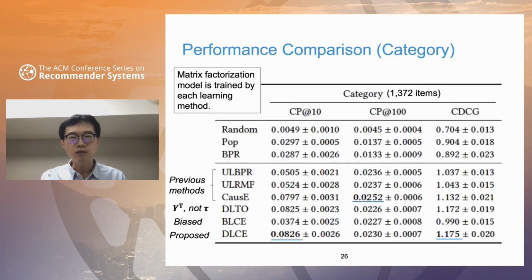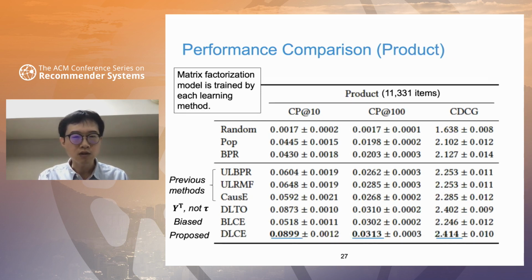This is a result of a category level comparison. Each method is used to run the matrix factorization model. And here DLC is the proposed method, and BLC is a biased one. This is the result in product level that has a larger number of items. We can see in both settings, our proposed DLC outperforms most baselines.